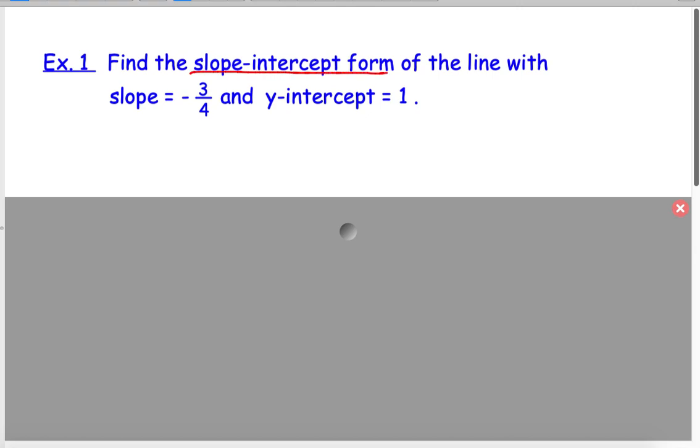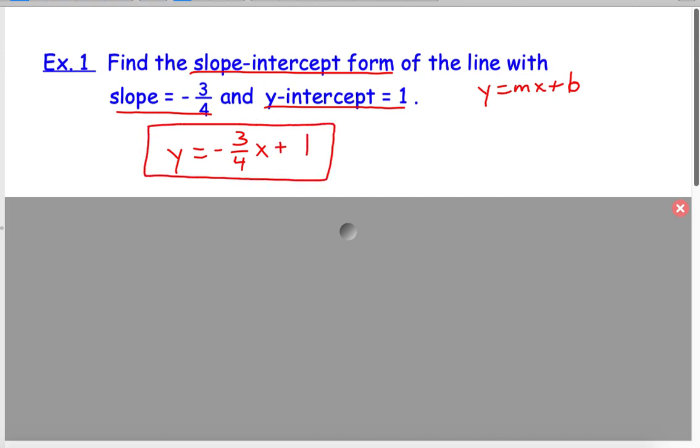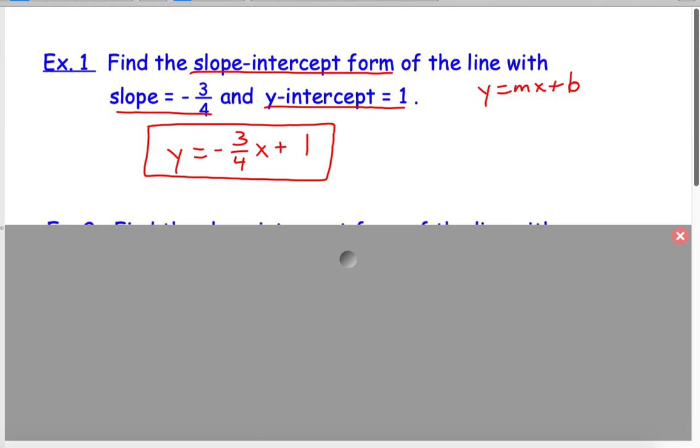First thing I do is identify what should my answer look like. Slope-intercept, that's y equal mx plus b. I know the m stands for the slope, and they gave that to me. So y equals negative 3/4 times x, and then the y-intercept is the b, so that's just 1 in this case. So this was the easiest problem you could have. They just give you the m and the b, and you write out your equation.